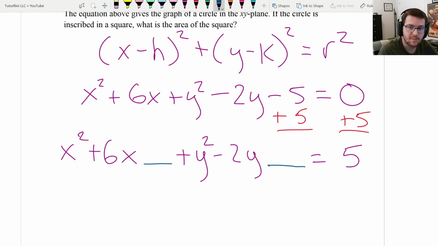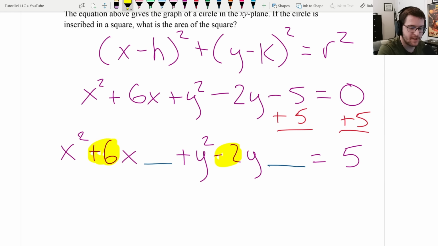So it should look something like this, and you see there's these kind of blanks here, and we are going to fill in these blanks by adding b over 2 squared, b being the coefficient of the x or y term, just like in a quadratic. So you see b for the x's is 6, and b for the y's is -2.